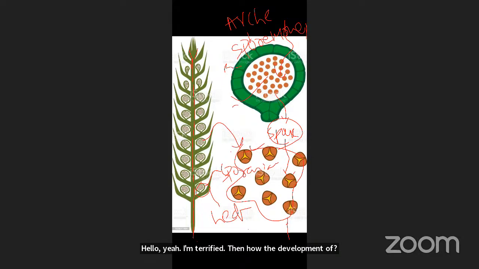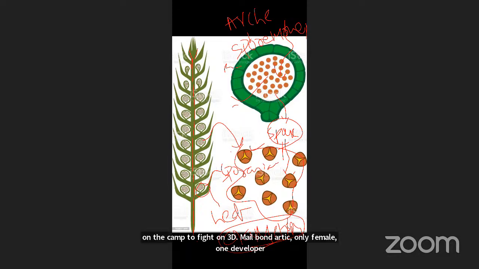How does a gametophyte develop? By germination. What is the initial cell? Spore, right? After the spore is released, this spore develops into the gametophyte. On the gametophyte, antheridia, the male one, and archegonia, the female one, develop. Antheridia produce male gametes, and within the archegonia, female gametes are developed. After fertilization, the zygote develops again as a sporophyte. Clear?